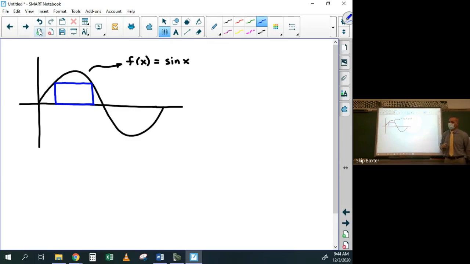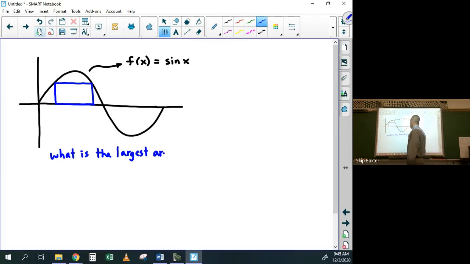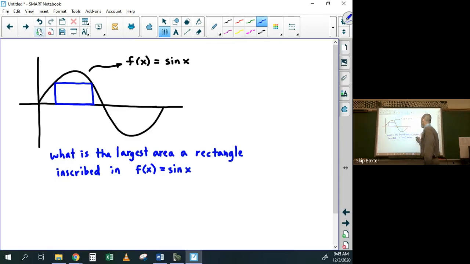So it fits inside one of the little humps of this curve. The question is, what's the largest that rectangle could possibly be? So what is the largest area the rectangle inscribed in f of x = sin x can have?